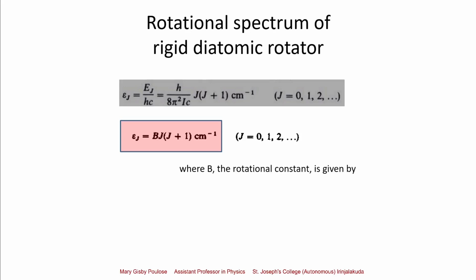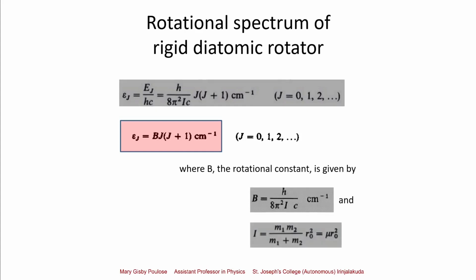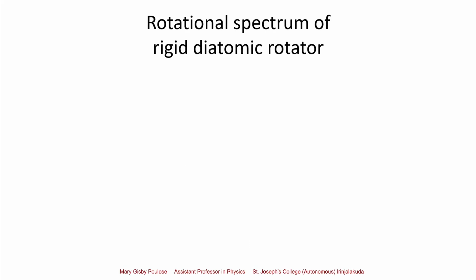Here B is the rotational constant. It is given by h by 8 pi square Ic centimeter inverse, and I has the value m1 m2 divided by m1 plus m2 r naught square. Using the reduced mass expression, it is equal to mu r naught square. Now, the energy of the jth state, eta j, is thus B into J into J plus 1.